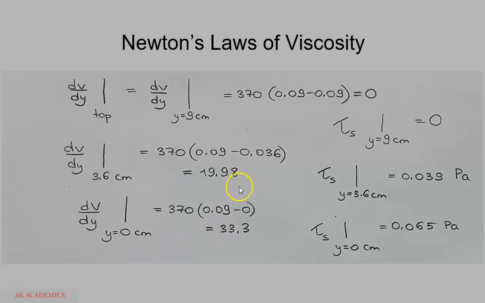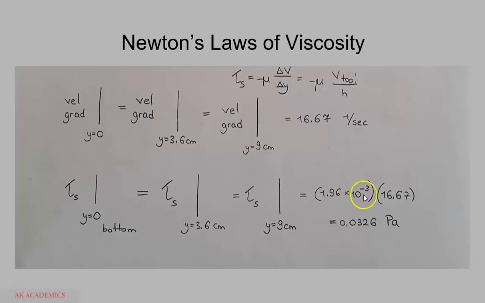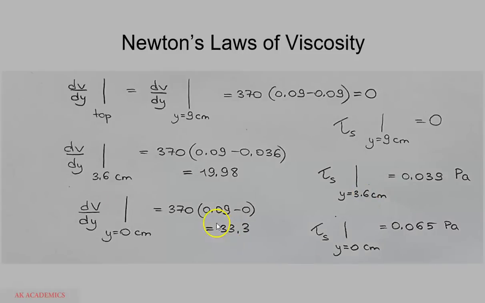So let's try to find out what the shear stress would be at that point. Shear stress at y equal to 0 would be the viscosity, 1.96 times 10 raised to the power minus 3, multiplied by the velocity gradient, and that gives us 0.065 Pascal. The point where we have our highest velocity gradient is the point where we have the highest shear stress, as you can see with this value when compared to the other two values. So that's that about this example.